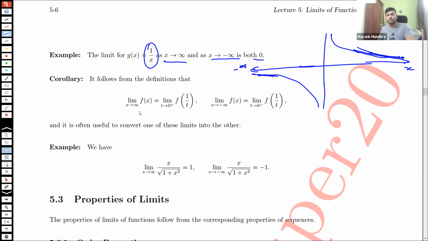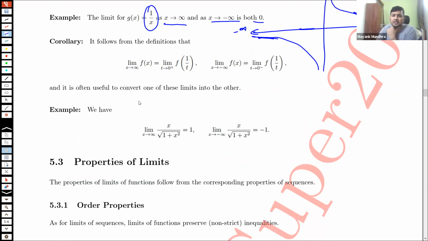So a corollary for this is that limit x tending to infinity f of x can be defined as limit t tending to 0 plus f of 1 by t. Okay, so a lot of times you can convert limits by making substitutions. So you have some limit of x going to infinity, you don't like that, so you can convert it to x going to 0. To understand this, let us look at this particular example.